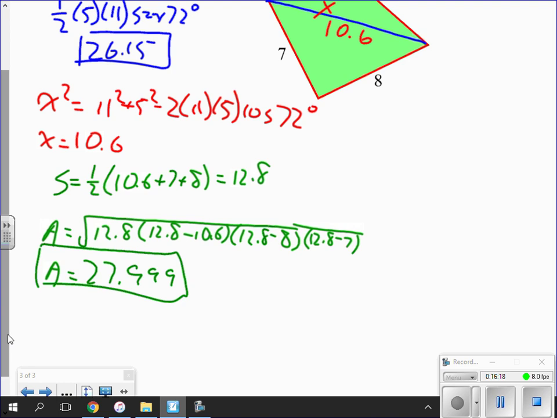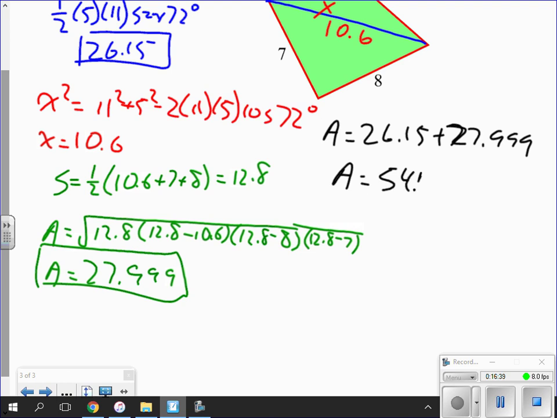And you add them together. The area of the entire quadrilateral is the top half, 26.15, plus the bottom half, 27.999, and you get 54.1. Piece of cake. Okay. Questions? Nice, short, easy lesson.